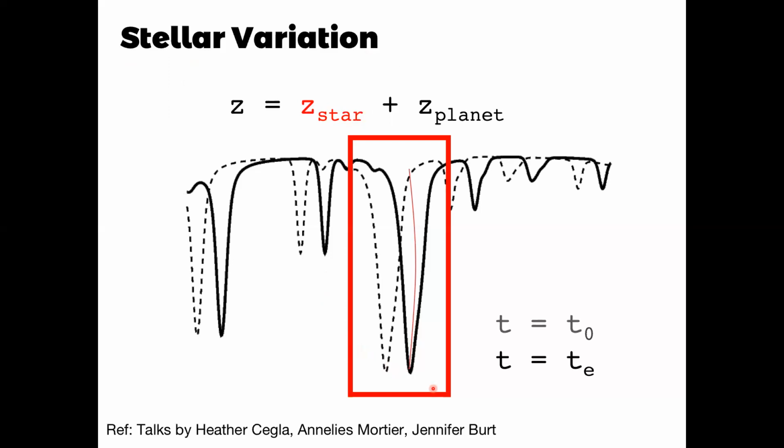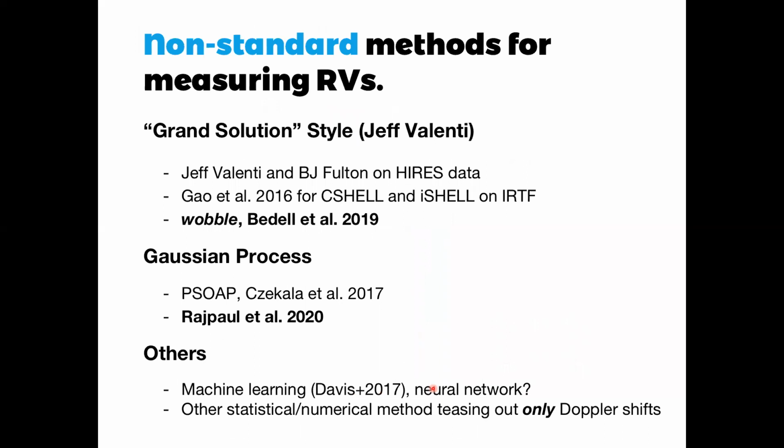So this brings us to the final topic of non-standard methods for measuring radial velocities. There are roughly 3 families of new methods being presented or being developed at the moment. This is just my mental characterization for those new methods. The first is what I like to call the grand solution. This is not a term coined by me. It was invented by Jeff Valenti, who's an astronomer at Space Telescope Science Institute. And Jeff Valenti and BJ Fulton got the grand solution to work on high-res data first, being the first in the industry.